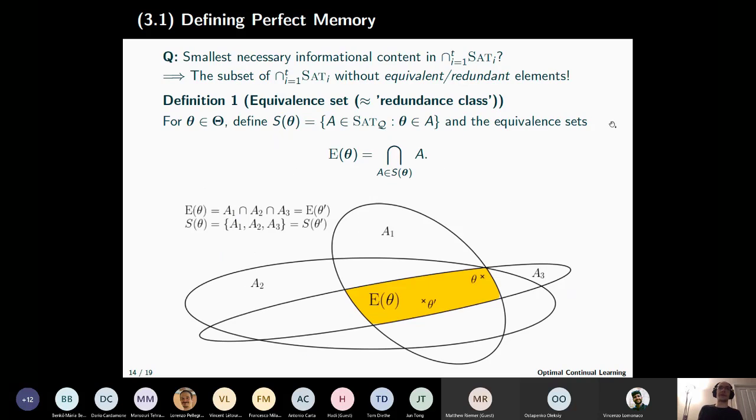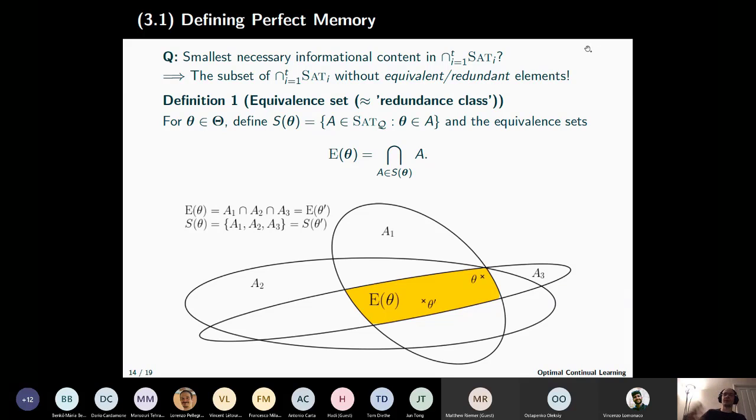So in order to do this, the first thing you need to define is the smallest informational content in an intersection of satisfiability sets. So for example, in neural networks, you know that multiple neural networks will produce the same function from X to Y. And this is what you're trying to avert here. You're trying to say, well, if the parameters produce the same function, then I will treat them as being part of a redundancy class. And we call these redundancy classes equivalence sets because they produce equivalent functions.